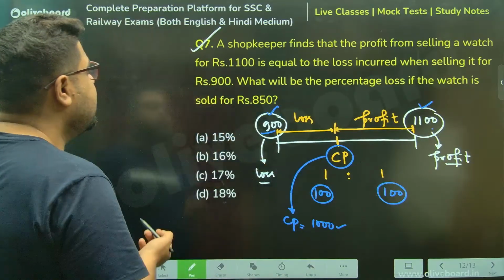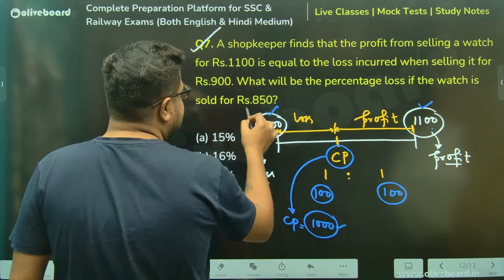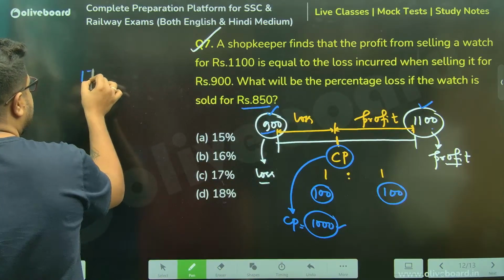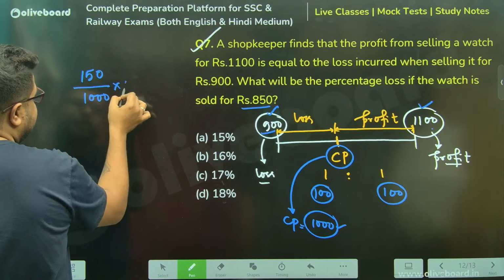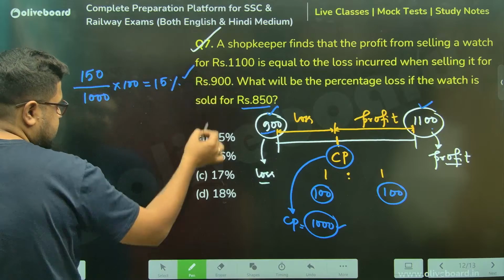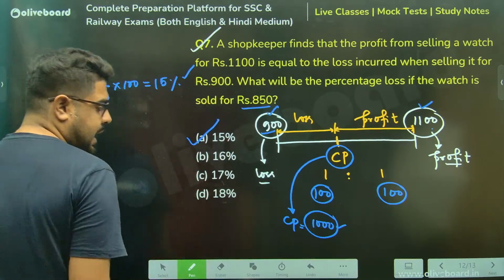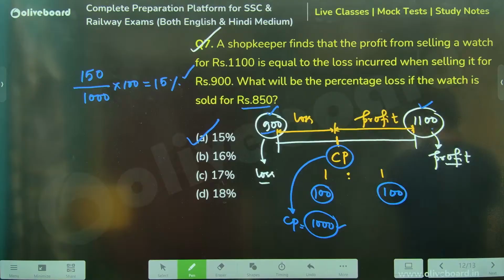Now they're saying 1000 rupees, what will be the percentage loss if I sell it for 850? Sir, loss of 150 rupees out of 1000 rupees into 100, meaning any child will say 15%. Option number A is your correct answer. Option number A most definitely is your correct answer.